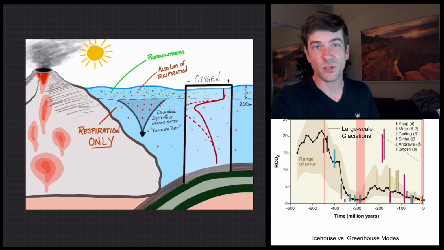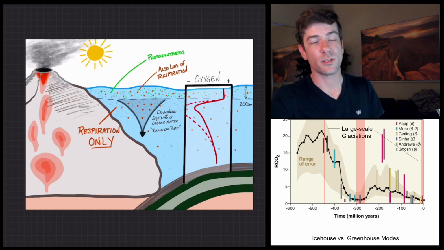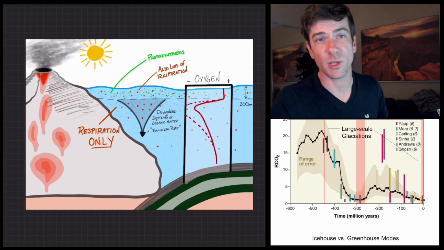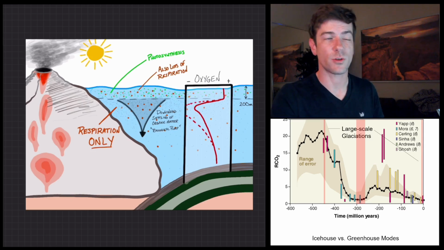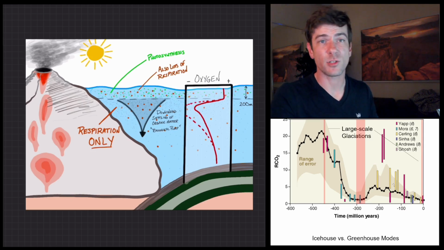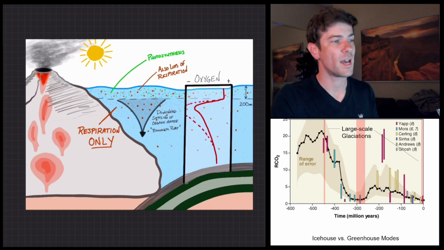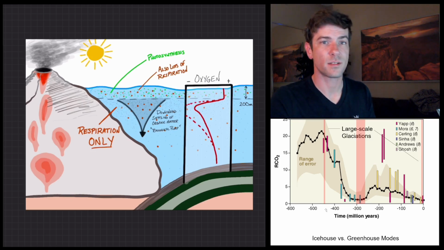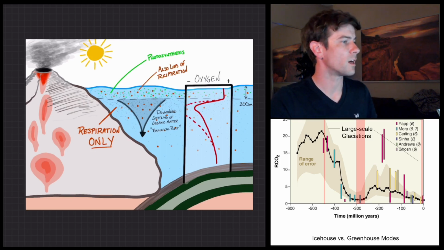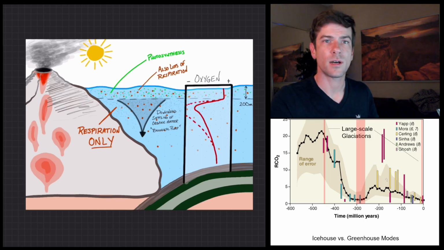This is the record of CO2. It's reconstructed from a variety of different proxies. We can't go into a 400 million year old rock and measure CO2 directly, but there are a variety of geochemical techniques that we can use in order to reconstruct those. And so that's what you're seeing here, the reconstruction of CO2 over the past 550 million years.